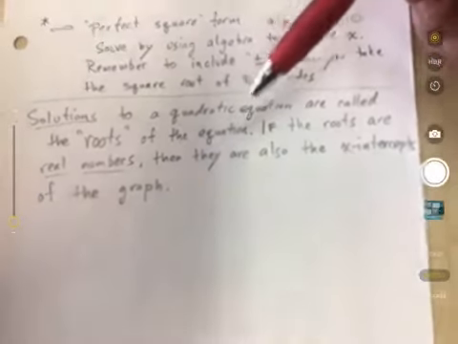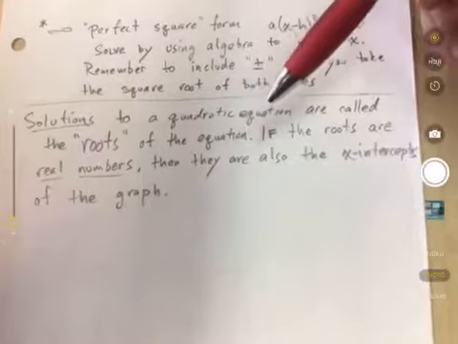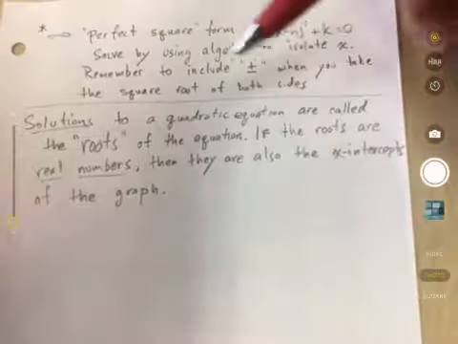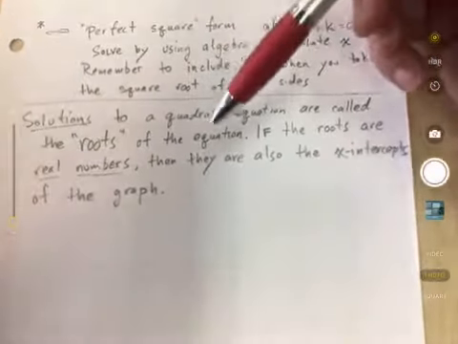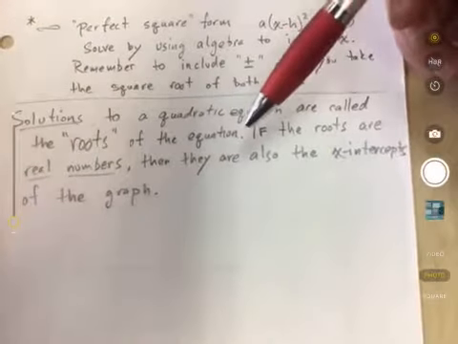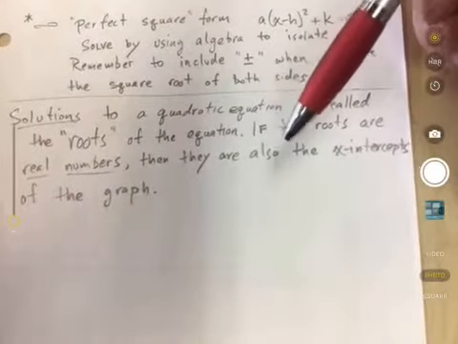No matter how you come by those roots, whether you're solving it from the quadratic formula or by factoring or by completing the square, the solutions are called the roots, and if those roots are real numbers, then they are also the x-intercepts of the graph.